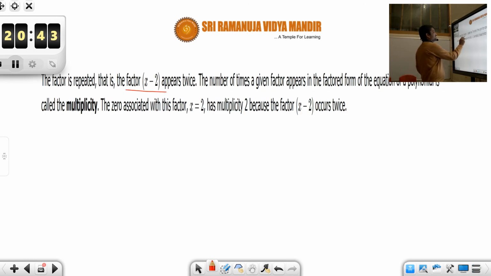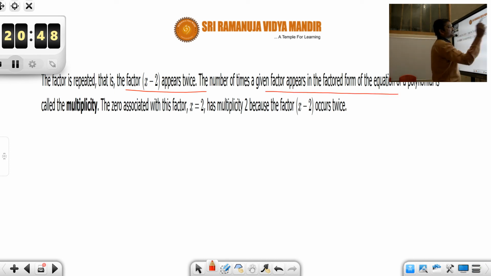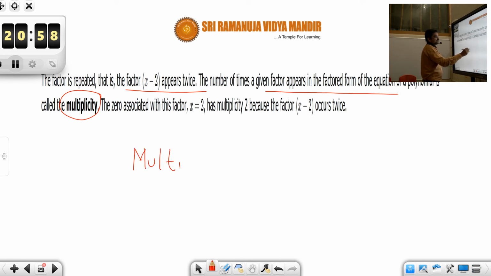The factor is repeated. That is, the factor x minus 2 appears twice. So the number of times a given factor appears in the factored form of the equation or polynomial, we'll call it multiplicity. This is again an important term. What does multiplicity mean? Multiplicity is the number of times a factor is repeating.